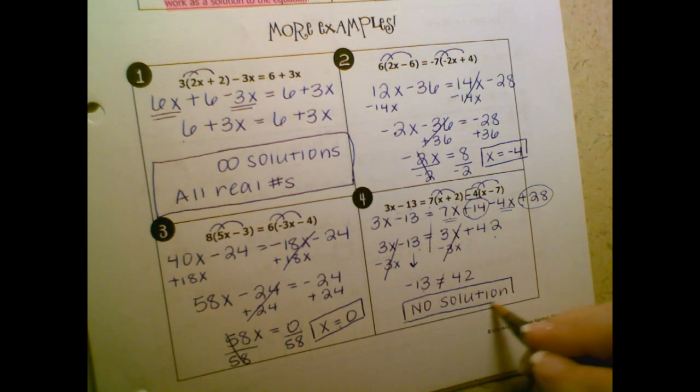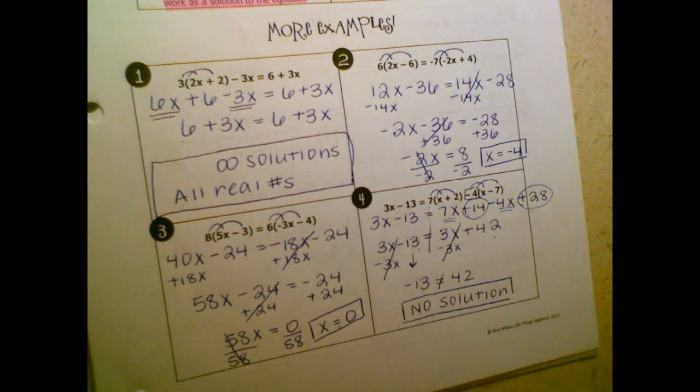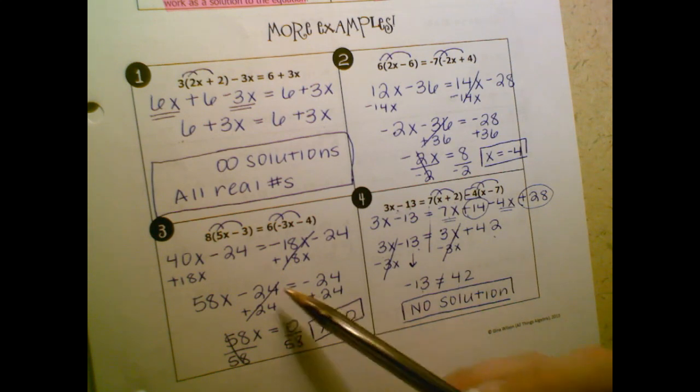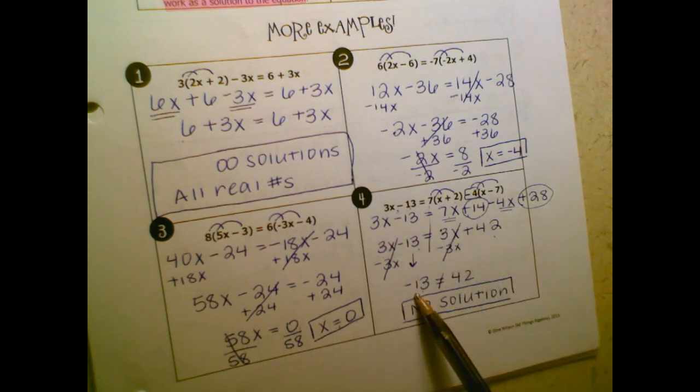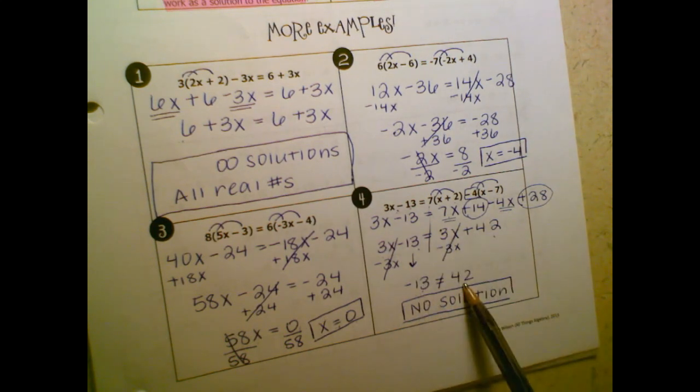There is no number that I can plug in to x that would make this example true. No solution is different than x equals 0. Again, 0 is a number. And I solved all the way through. When I solved all the way through, I got negative 13 equals 42, but that is not true. So that means that I have no solution. If you have questions about this, let me know.